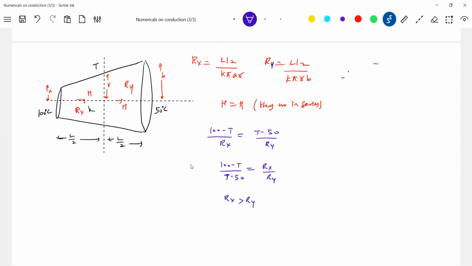Therefore, 100 minus T by T minus 50 is greater than 1. So 100 plus 50 is greater than 2T, that is, 75 is greater than T, so T should be less than 75 degrees Celsius. Do you agree? The temperature at the midpoint will be less than 75. What do we think? We think of the average, 100 plus 50 by 2.